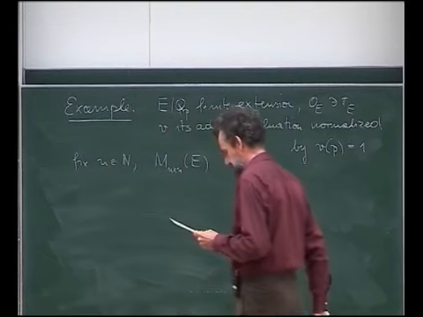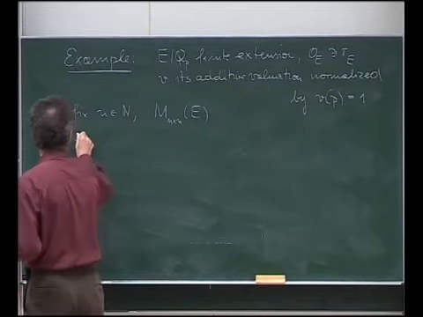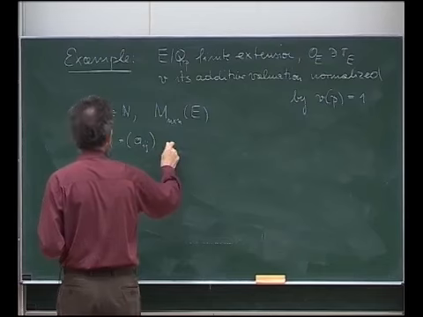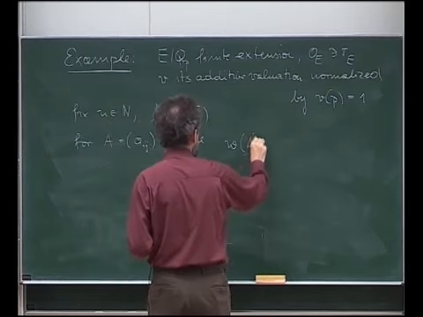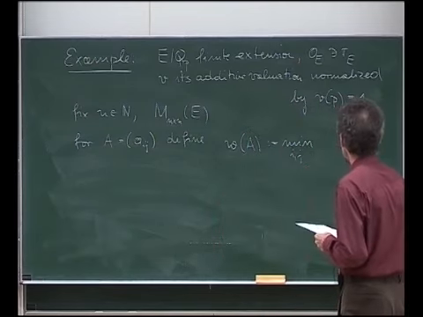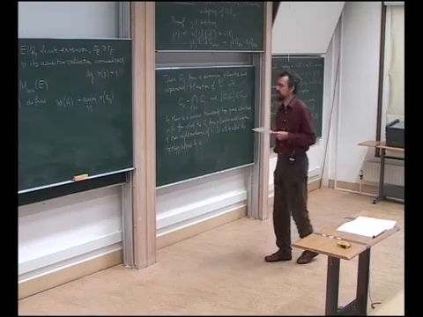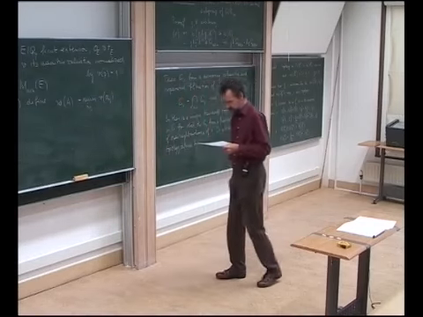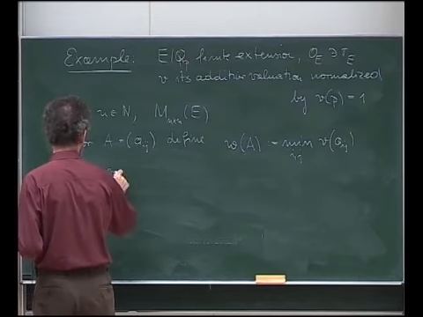So fix a natural number n, and then we look at the algebra of n cross n matrices over E. For such a matrix A = (a_ij), define W of A to be the minimum of the valuations of the matrix entries. And if they are all 0, then this is infinity, of course.